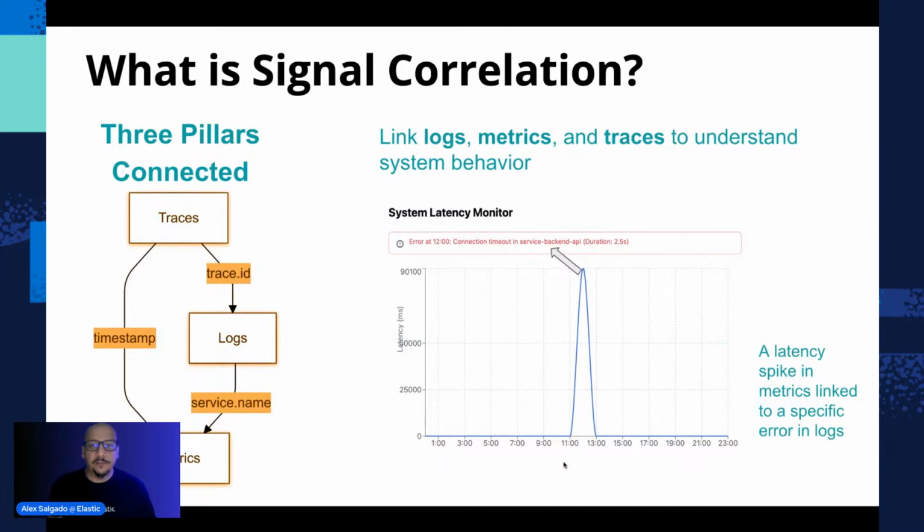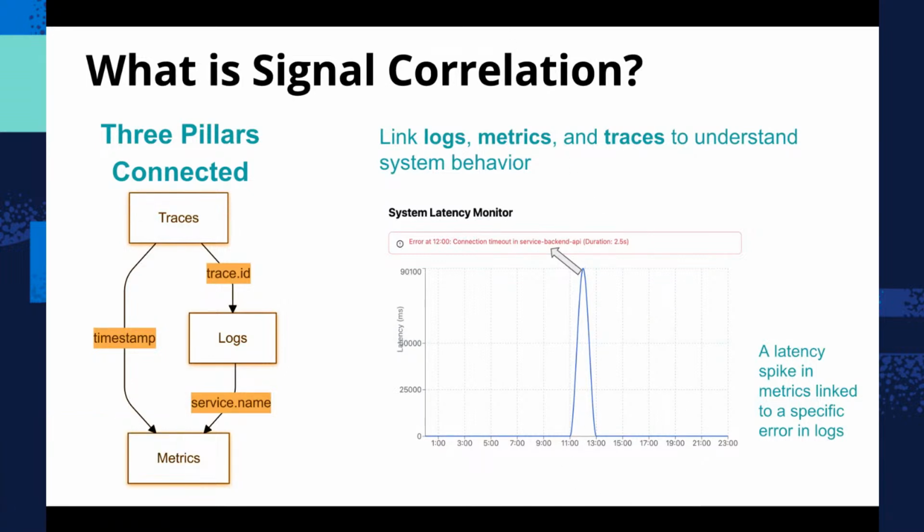So imagine if all the signals, logs, metrics, and traces, were connected, giving you a complete view of your system. That's the real power of observability. For example, a spike in latency metrics could lead you to a specific error in the log. From there, that log might guide you to a trace of a failed request.